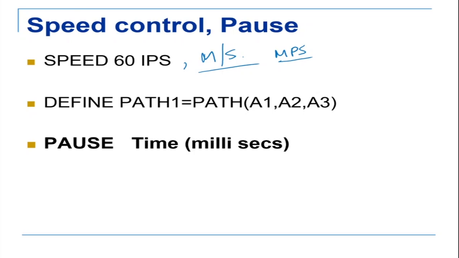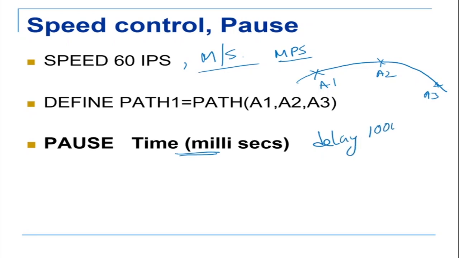Define a path. For example, we want the robot to follow a trajectory like this. So I give it a point A1, a point A2, and a point A3, and the robot will follow this trajectory. Okay. Pause and delay. For example, the robot can go and pause for a few milliseconds. This is something like a delay in a computer program. In a microcontroller program, you have delay 1000 milliseconds, so this unit is milliseconds. So if I say pause 1000, then it will pause for 1000 milliseconds.